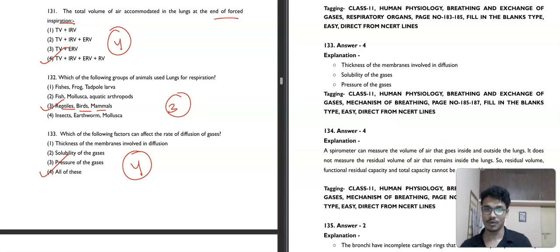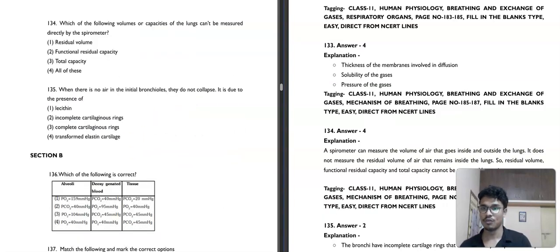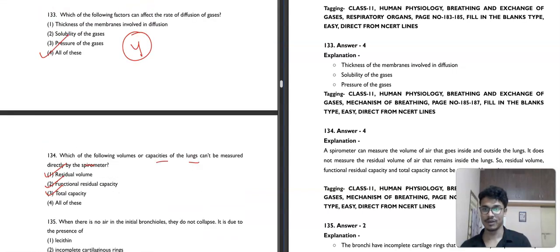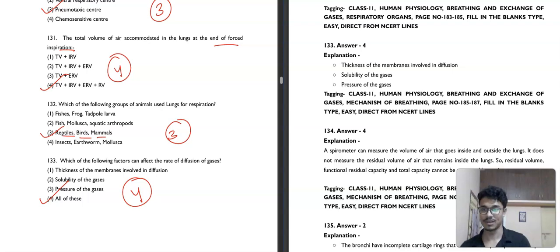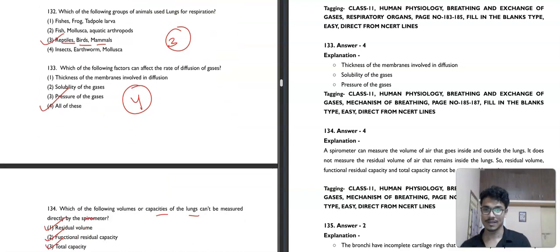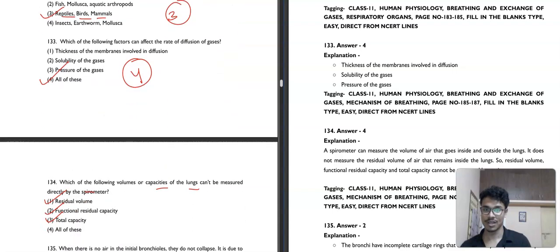Then question number 134. Which of the following volumes or capacities of the lungs cannot be measured by spirometer? You know that is residual volume. But you also need to remember that any capacity in which residual volume is included, you can't measure that directly by spirometer either. So residual volume, functional residual capacity. What is functional residual capacity? And what is total lung capacity? Total lung capacity, you will have this one, residual volume here, and residual capacity.